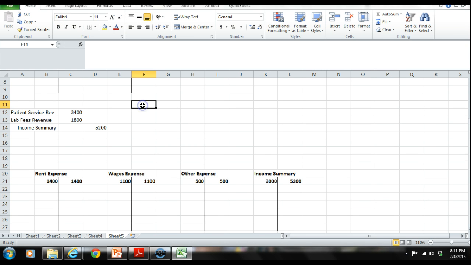So look at this. It would be income summary is our debit of $3,000. We're going to credit rent expense, $1,400. Wages expense, $1,100. Other expense, $500. You see what we're doing? We're closing out these temporary accounts. So do you see right now we have an income summary? What is our new balance? Credit of 2,200. That's our new balance, isn't it? I'll just call it balance 2,200. Right? Great.